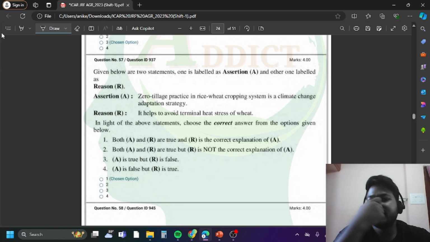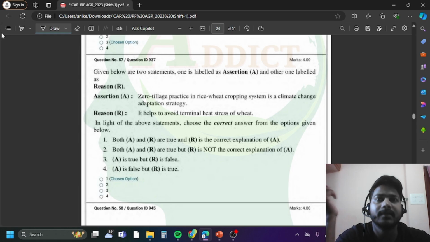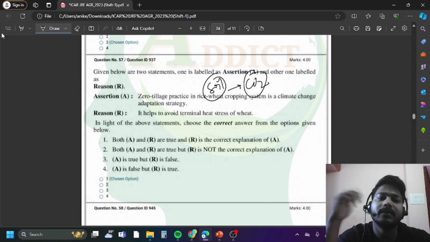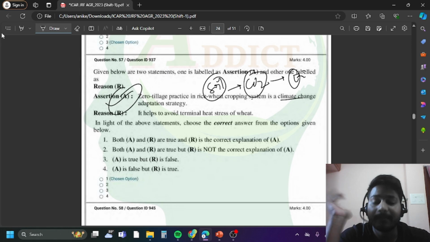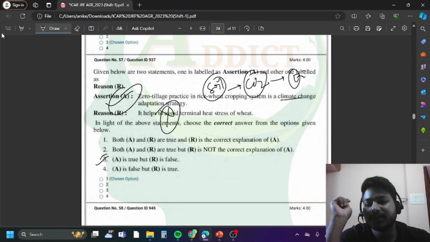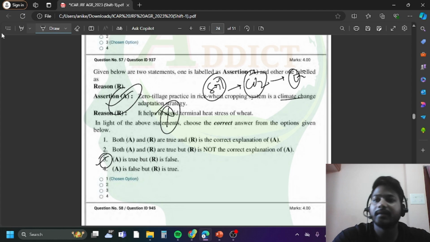Assertion reason again. Zero tillage practice in rice wheat cropping system is a climate change adaptation strategy. It helps to avoid terminal heat stress of wheat. When we go for zero tillage in rice wheat cropping system, we are not disturbing the soil. If we are not disturbing the soil, then carbon dioxide will not be released, so it is not contributing to the environment. So it is a climate change adaptation strategy. Yes, assertion is correct. But does zero tillage help to avoid terminal heat stress of wheat? No. So option number 3 is correct. A is true, but R is false. We'll move forward.